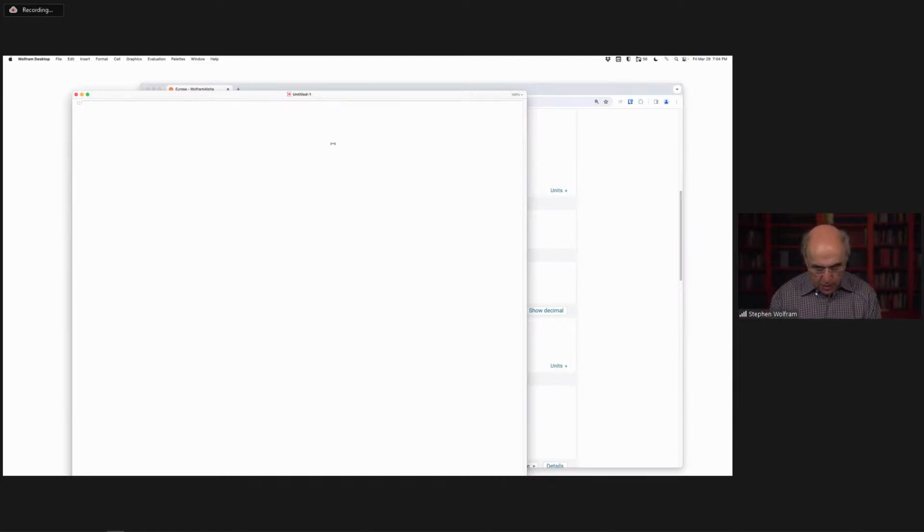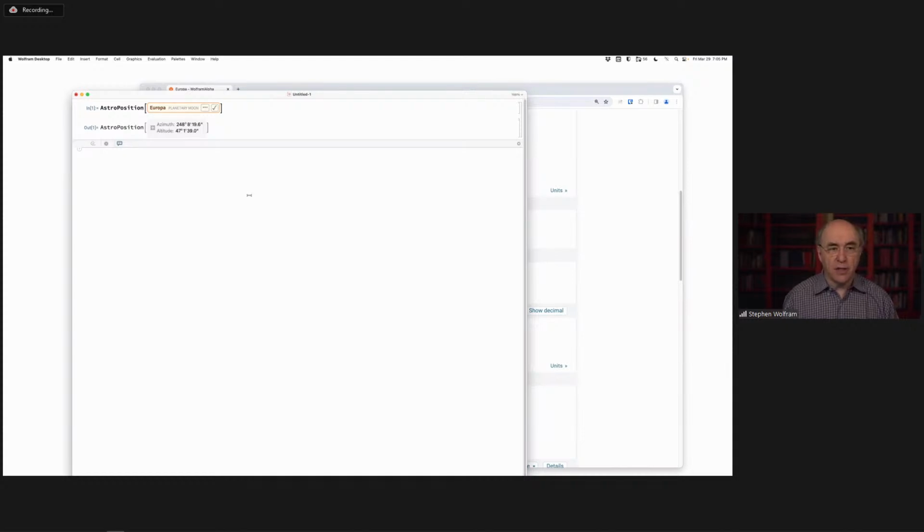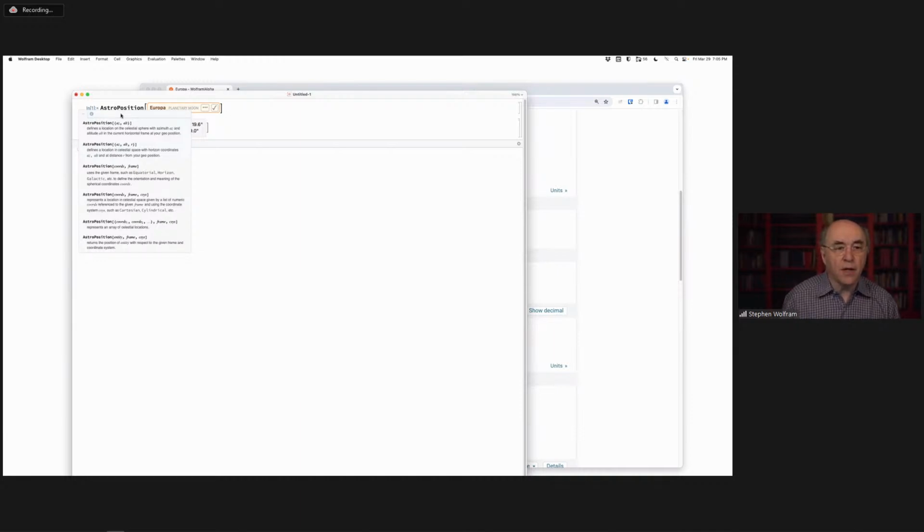All right, so we want to know the, let's start off with Europa. Let's say the astro position of Europa. And this is going to give us the current position of Europa from the Earth. And it's got to load in an ephemeris. There it is. Now, we want to know the position of Europa, not from the Earth.